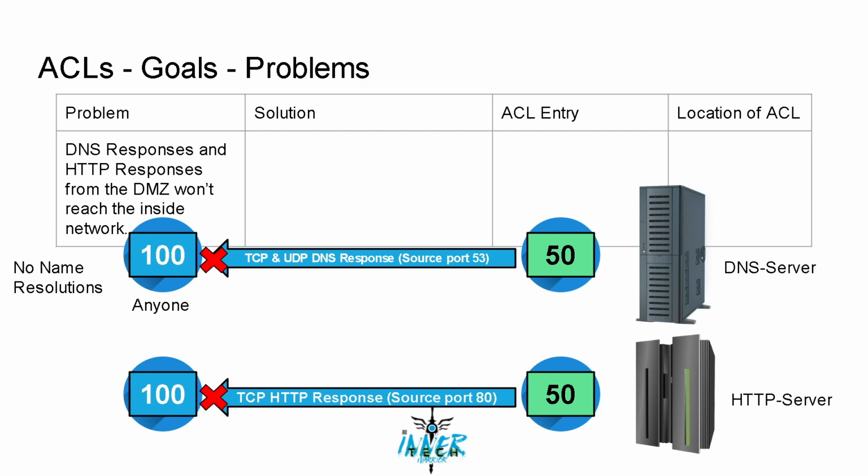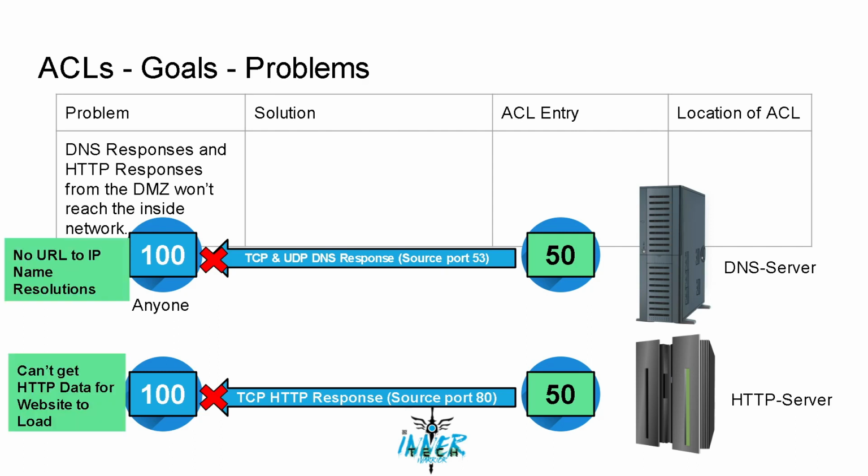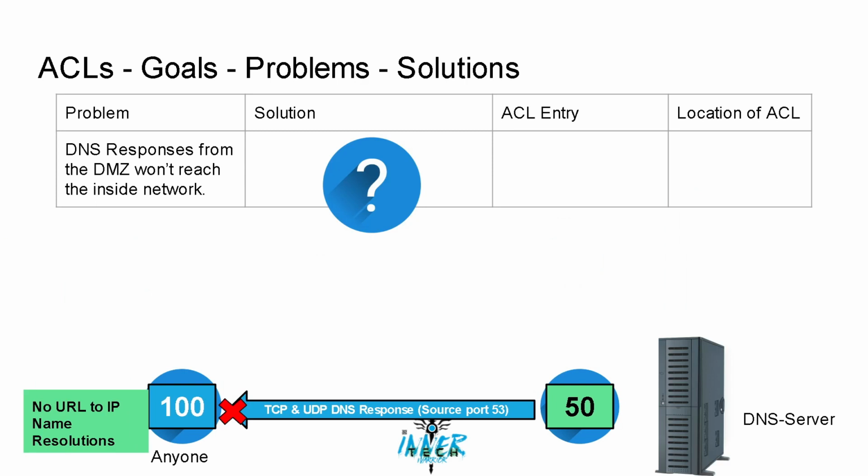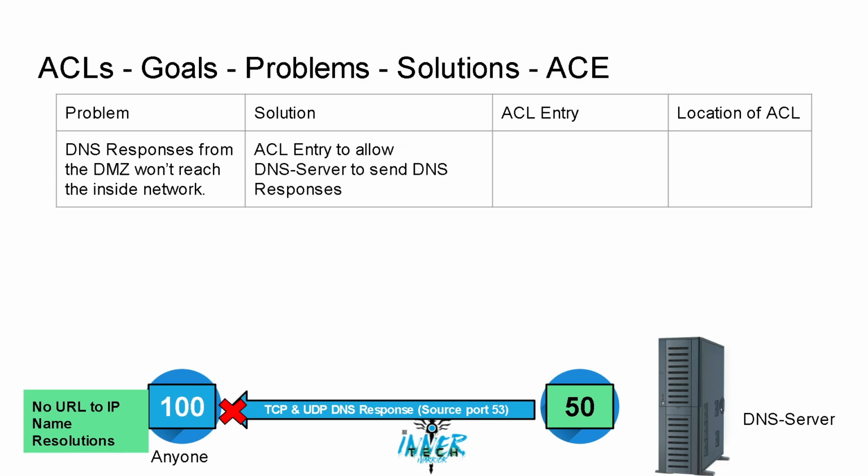Which also means that the inside network won't be able to resolve the URLs for Facebook.com or testweb.com with the DNS responses. It also means that the inside network won't be able to pull up the testweb.com webpage with the HTTP responses. So how do we solve those problems? Let's tackle the DNS one first. We'll need an ACL to allow the DNS server to send back DNS responses.